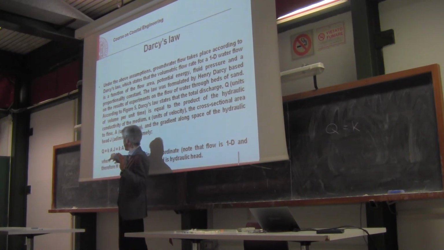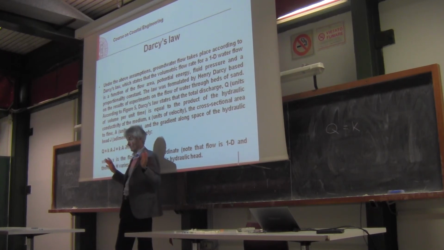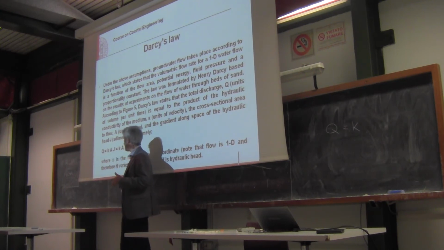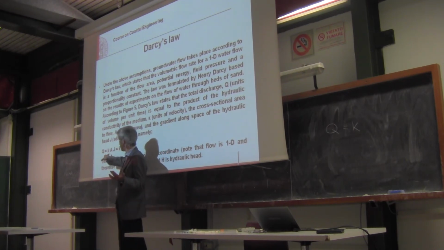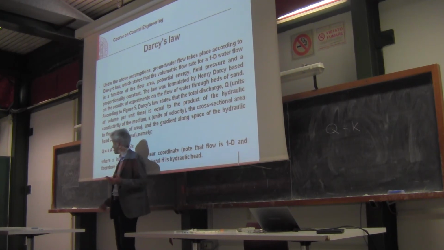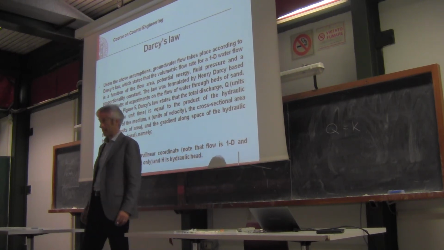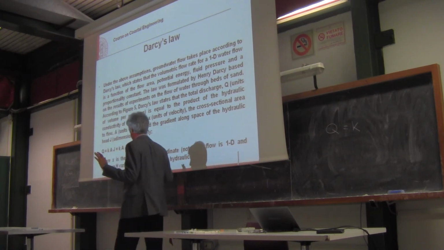The gradient of the energy is adimensional because energy is a length divided by length is adimensional. K, hydraulic conductivity, has the dimension of velocity, and A is a dimension of length square. So velocity times length square gives length cube divided by time, which is fine. This is the flow.